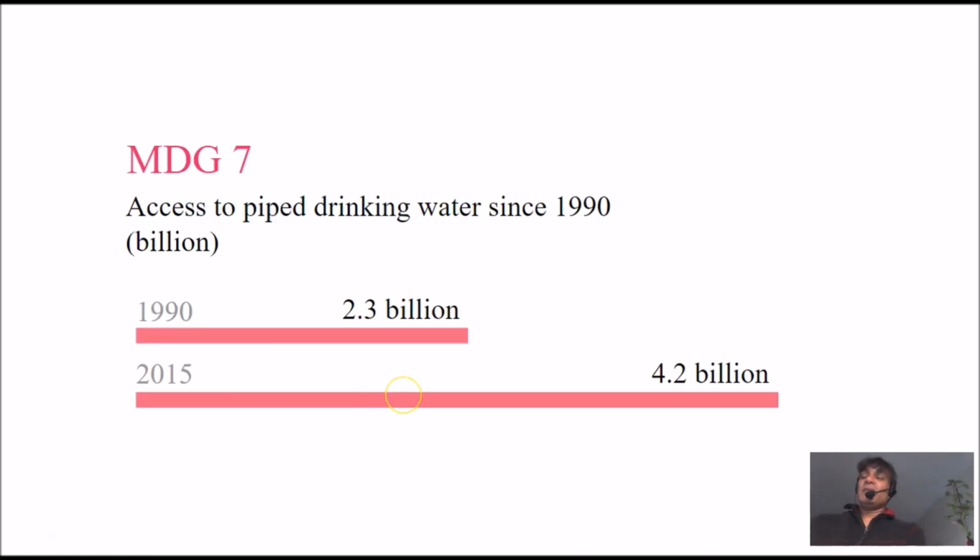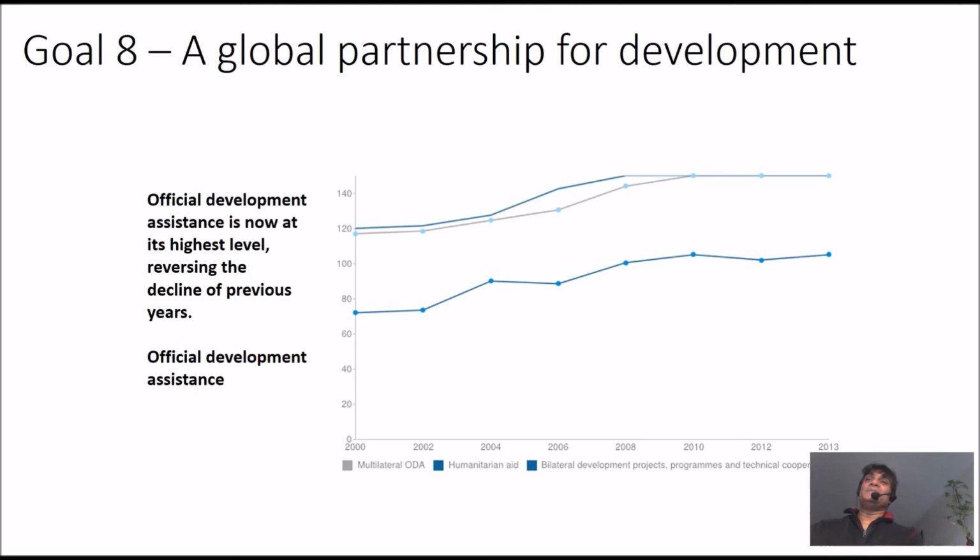Another way to measure environmental sustainability is to look at people accessing water. So in 1990, 2.3 billion people had access to improved water. Today, it's 4.2 billion. A big improvement. One could argue that drilling deeper wells, accessing groundwater is contributing to environmental degradation. So there's a double-edged sword here.